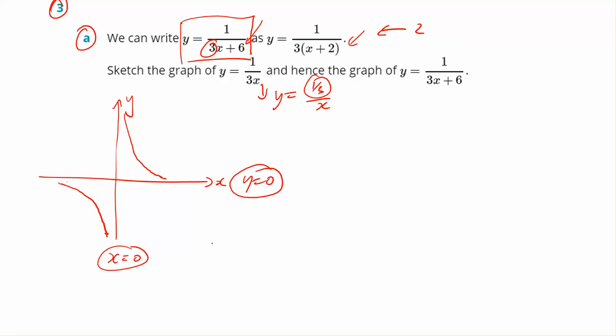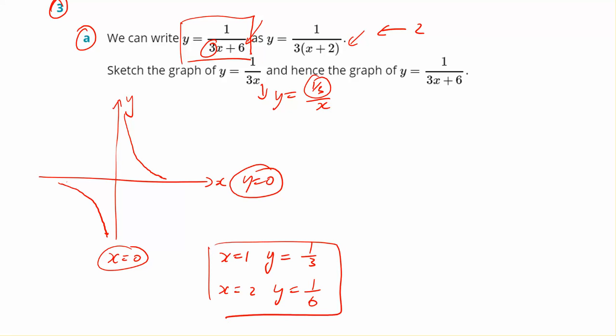So I'm going to choose an easy point. An easy point might be x equals 1. When x equals 1, y equals 1/3. When x equals 2, y equals 1/6. So why am I doing this? Because I need to show that there's a dilation factor. So for x equals 1, you just write 1, 1/3. For x equals 2, you write 2, 1/6. You always have to show 2 points.